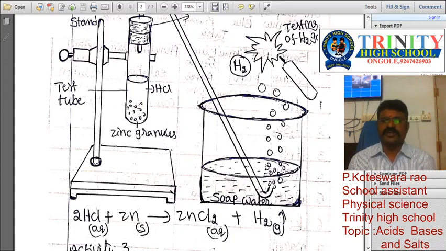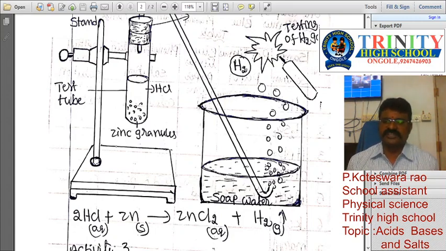Aim: reaction of acid with metal. Materials required: stand, test tube, zinc granules, hydrochloric acid, delivery tube, one-hole rubber cork, glass trough, soap water, candle.